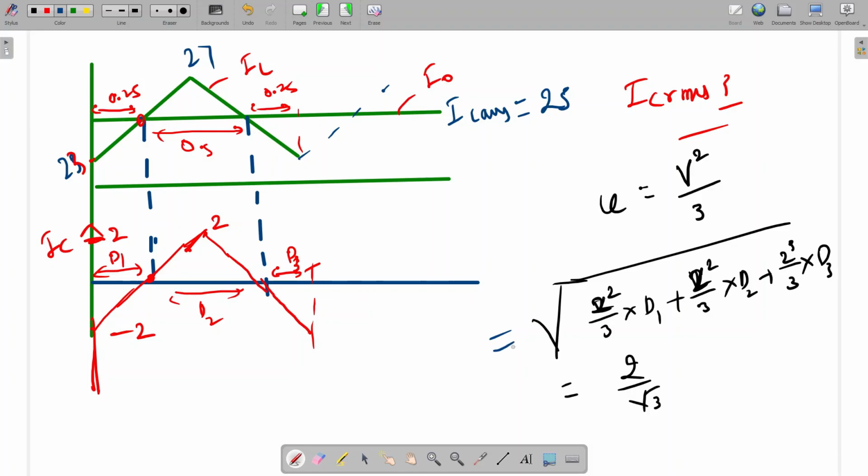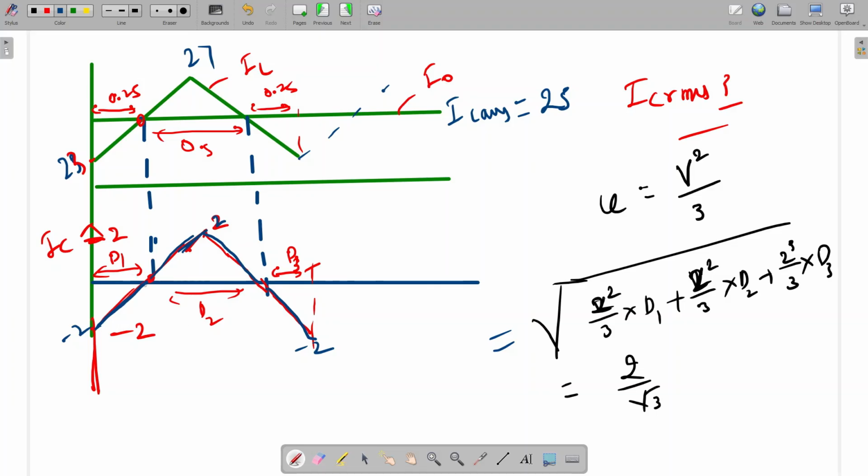Is it clear? I will explain again how we are getting it. So here we have 3 triangles. This is one triangle. This is another triangle. And this is the one below. What is the magnitude of the triangle in all cases? This is 2. This is also minus 2. Here also minus 2. Okay.